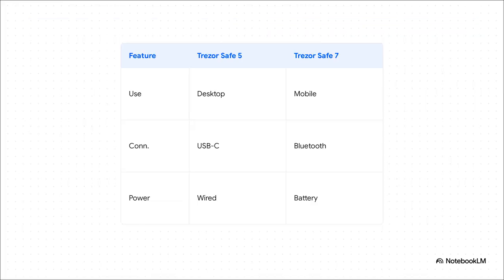When you're picking a cold wallet, which keeps your keys totally offline and shielded from internet hackers, your choice really depends on your daily setup. Both the Trezor Safe 5 and Safe 7 are open source, they've got touchscreens, and they support all the major assets like Bitcoin, Ethereum, and Solana. Now, the Safe 5 is a fantastic value for a wired USB-C desktop setup. But if you rely heavily on an iPhone and need Bluetooth and wireless charging to transact on the go, the Safe 7 is definitely the ideal upgrade.